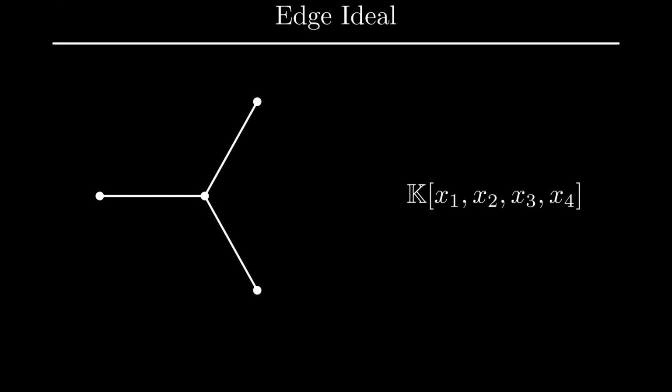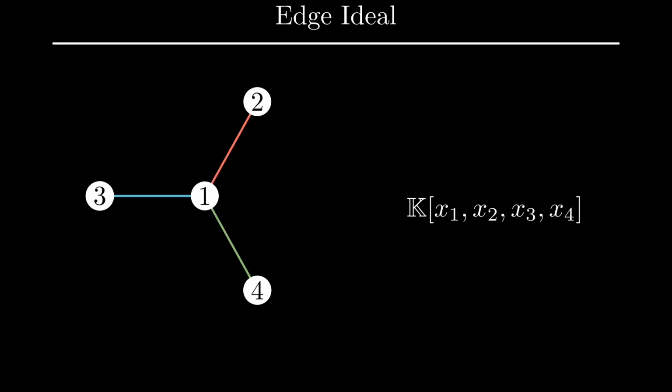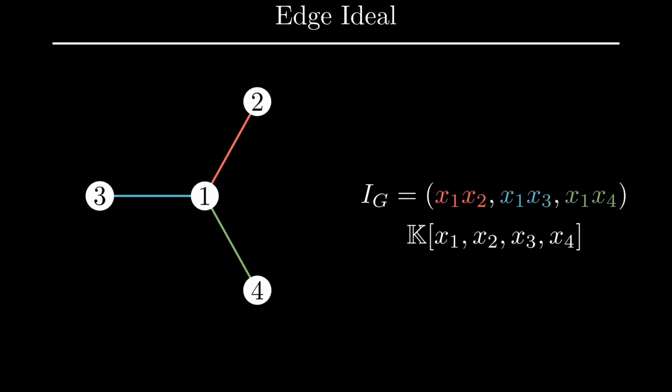Let's begin with a more intuitive construction, edge ideals. Consider this graph with 4 vertices. For each vertex, we will adjoin a variable to our favorite field k. Remember that graphs are defined by their edges, and here we will say that an edge between a vertex i and a vertex j will be denoted by the monomial x_i x_j. The set of edges, denoted in this way, forms a generating set for our edge ideal I_G.